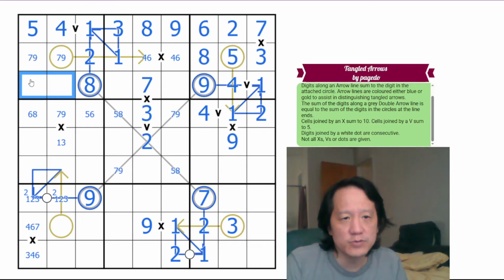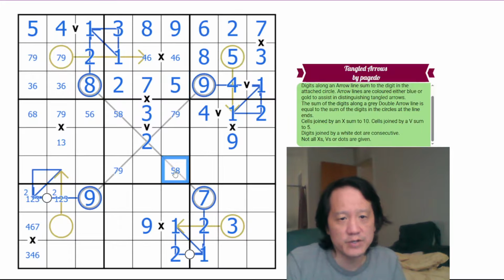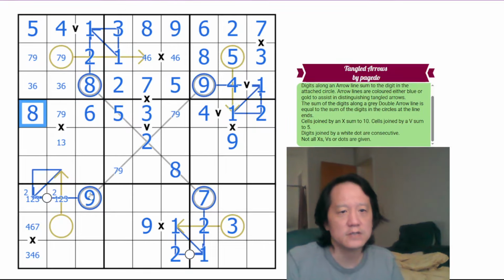Remaining digits in this upper left-hand box are 3 and 6. Remaining digits in these two cells are 2 and 5. And this can't be 2 because of the 2 in the column. That makes this 5, which makes this 2. 5 eliminates 5 here, so that's 8 and 5, which means this can't be 5. That's 6. This can't be 6. That's 8.